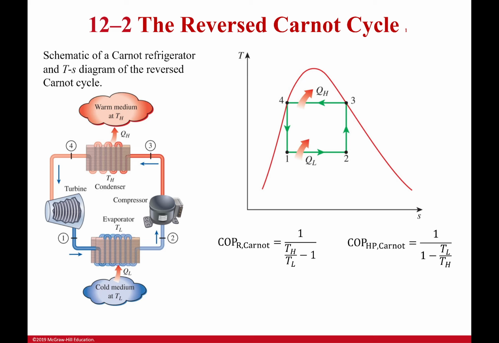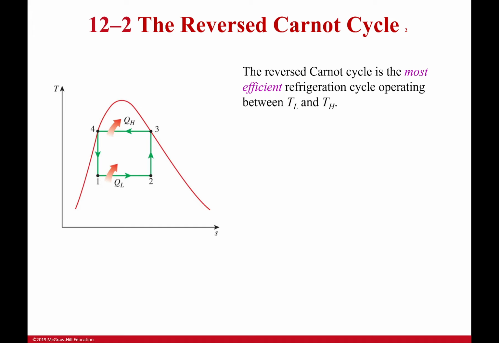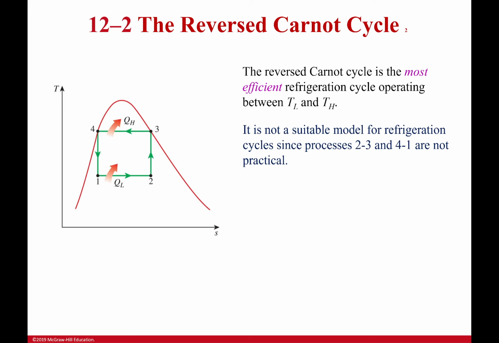Now, why don't we actually use this? Because you're like, it's perfect. It's got a great thing. It's a nice little box shape. It's easy to calculate stuff. Just put a turbine on your refrigerator. Well, let's find out. So while it is technically the most efficient refrigeration cycle, it can't work. The reason is because of these two processes, 2 to 3 and 4 to 1. Those just are not possible, or at least not practical.